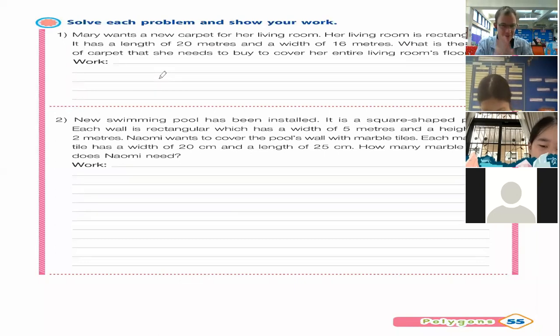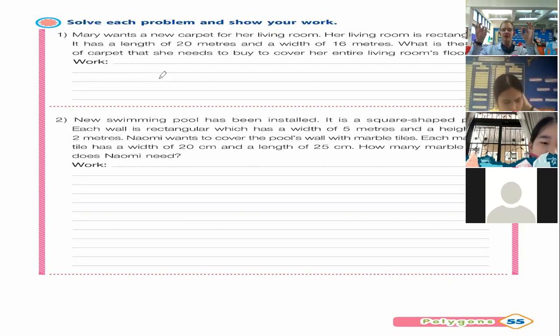Nice. Here we go, mathematics. Mary wants a new carpet for her living room. Her living room is rectangular. It has a length of 20 meters and a width of 16 meters. What is the size of the carpet that she needs to buy to cover her entire living room floor?